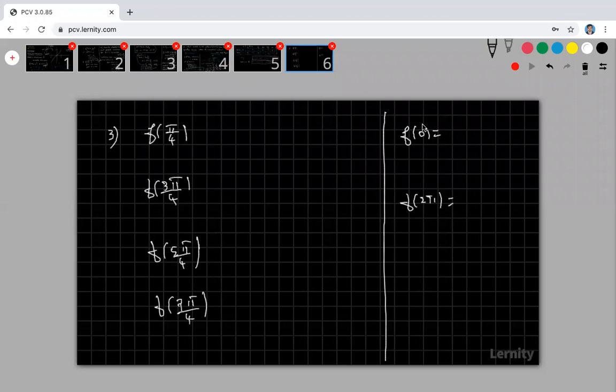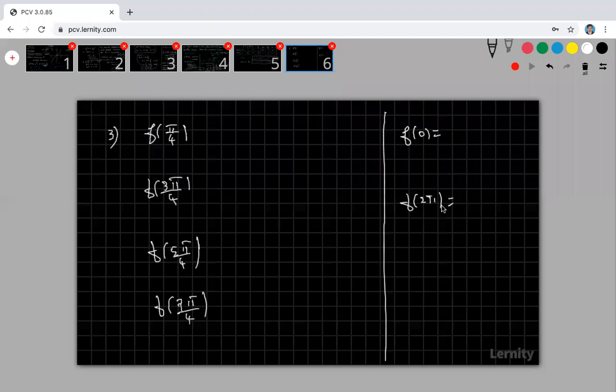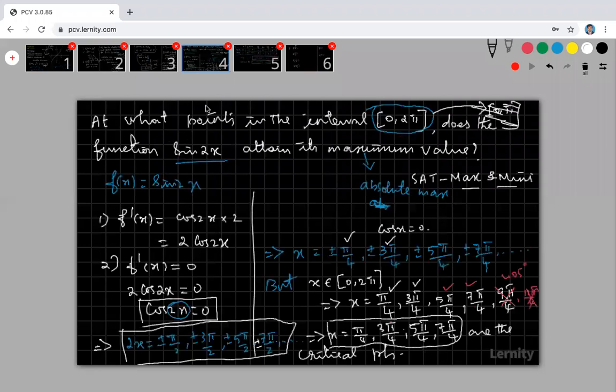Look at that, your interval is [0, 2 pi]. This is what I am given. So [0, 2 pi] is the interval. You have to apply the endpoints of the interval also, the boundary points of the interval, and apply the critical points also in your f of x. Actually, what is your f of x? My f of x is sine 2x.